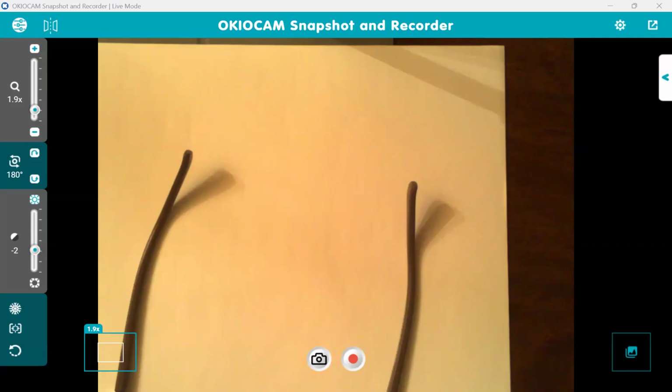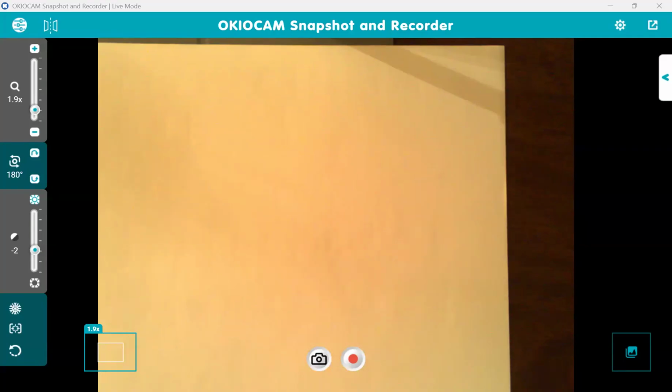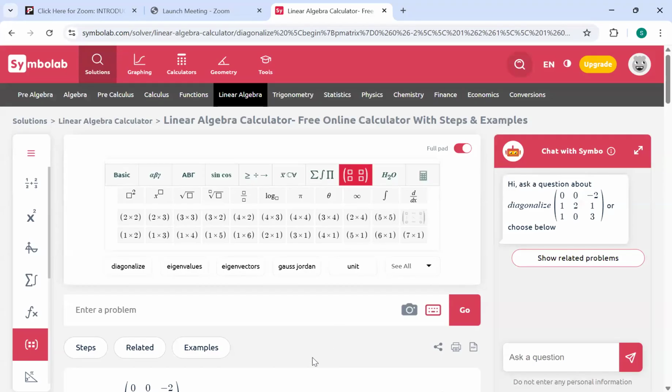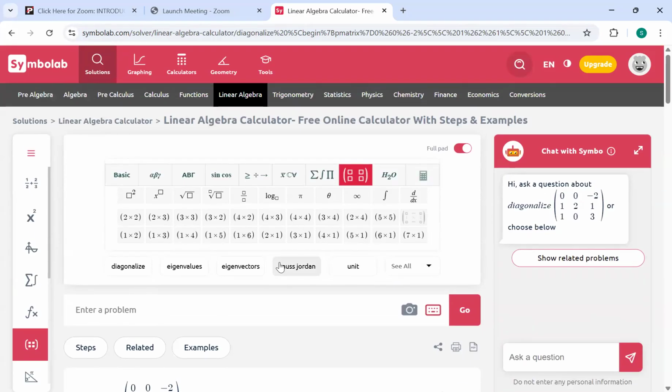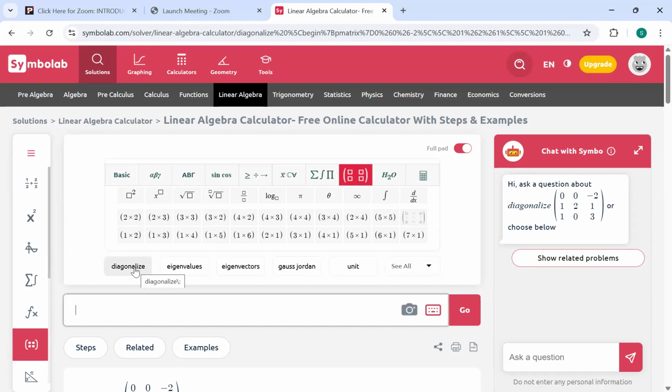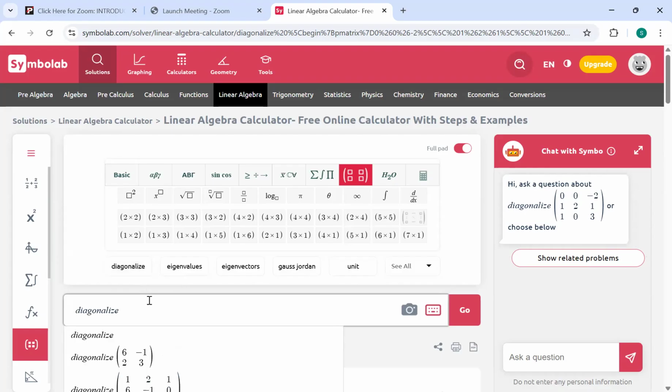Okay. So now what I want to do is I'm going to go to Symbolab. So let me change my share here to Symbolab. And we'll see how this gets done in Symbolab. You should be able to see Symbolab on my desktop. Okay. So I'm going to input, by the way, the tag that will do this, diagonalize. There you go, diagonalize.